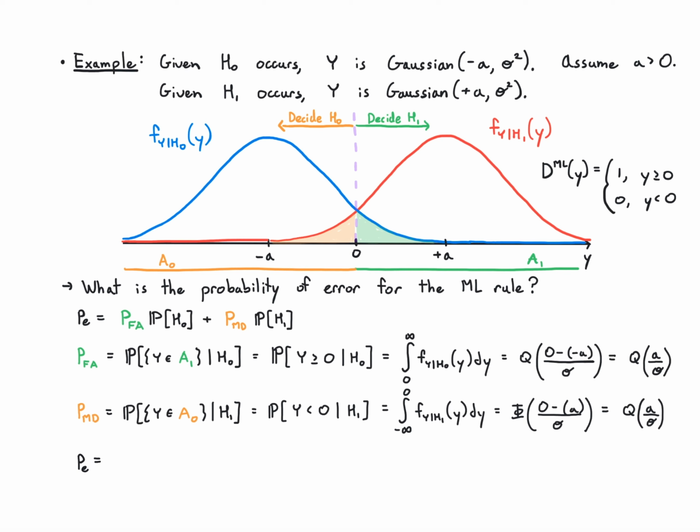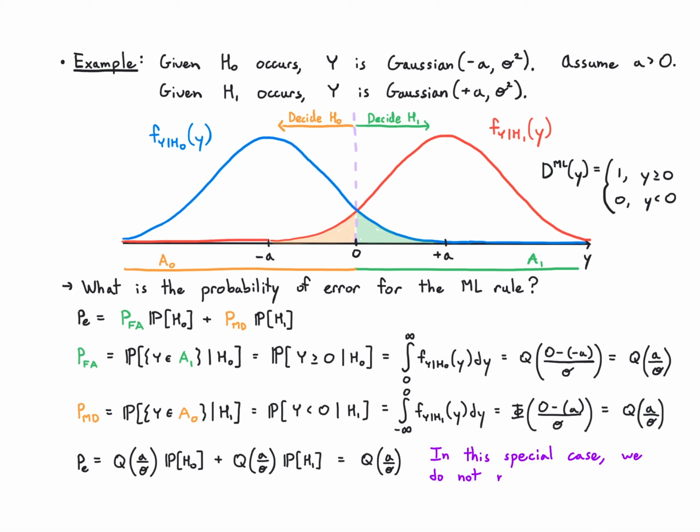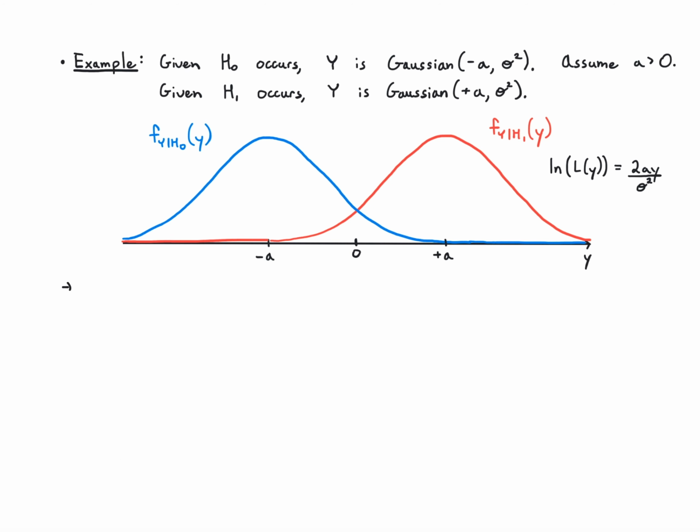And so I can combine these two things together. So I have the probability of error is Q of a over sigma, probability of H0, plus Q of a over sigma, probability of H1. And since probability of H0 and probability of H1 have to add up to 1, I just get Q of a over sigma. Okay, so in this special case, because of all the symmetry that we had, I could just immediately go for the probability of error without actually specifying the probabilities of H0 and H1 explicitly. It just worked out that because I had equal false alarm and misdetection, it was the same.